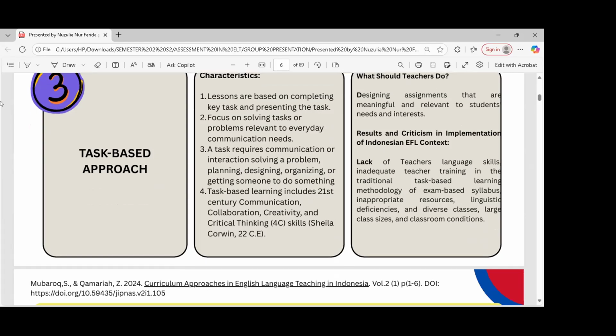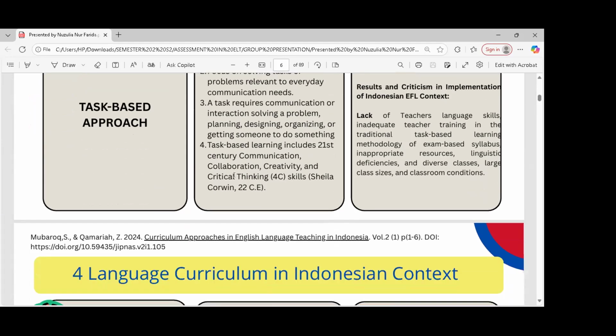And then the task also requires communication or interaction or solving a problem. And then planning. Jadi siswanya tuh juga kadang-kadang diminta untuk mendesain sendiri hari ini mau belajar apa, terus kita mau ngapain, aktivitasnya mau ngapain gitu. Jadi siswa tuh diajak diskusi juga to design their learning concept begitu Mbak Yumna.